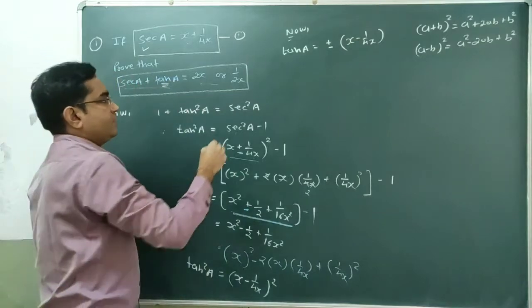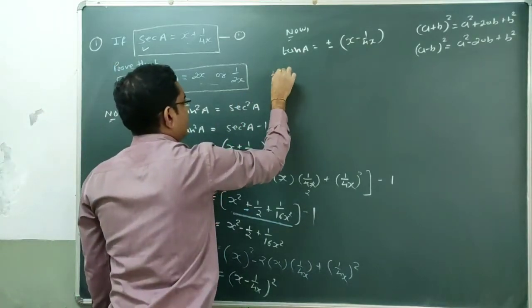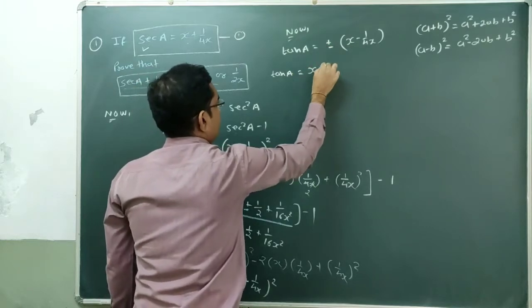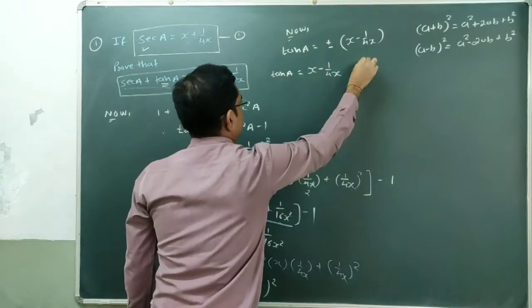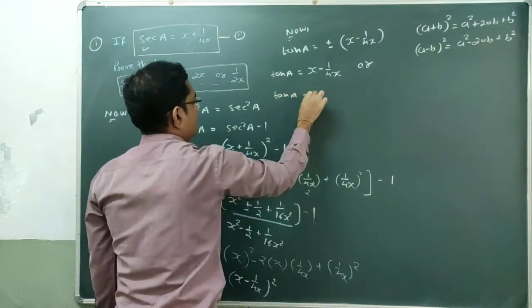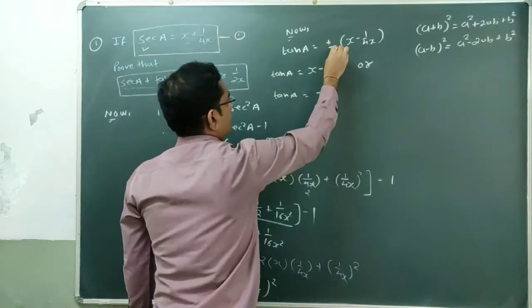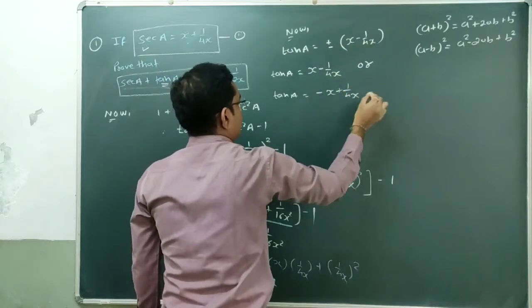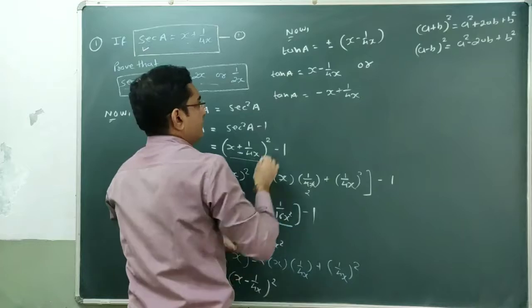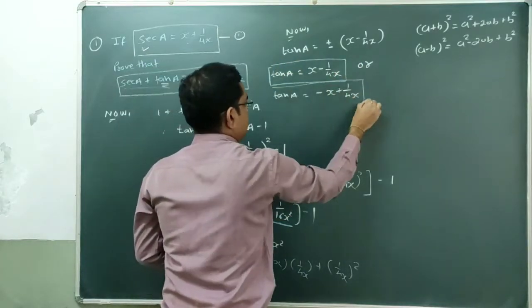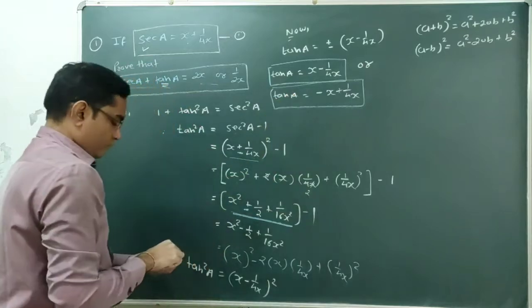So two signs are there, so two values of tan a are there. If we consider the plus sign, tan a is x minus 1 by 4x. If we consider the minus sign, tan a is minus x plus 1 by 4x. Two values of tan a will be there. Done? So now what do we have to prove?